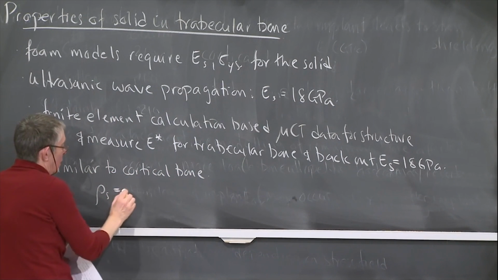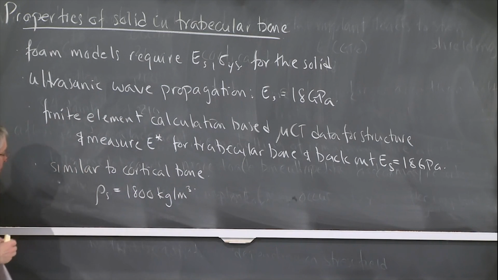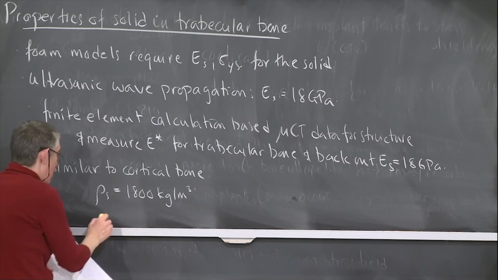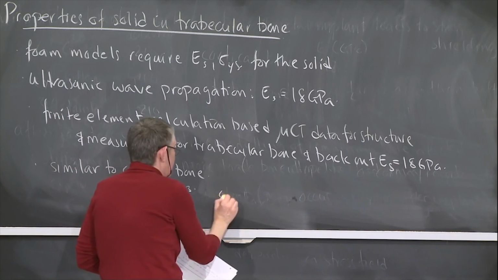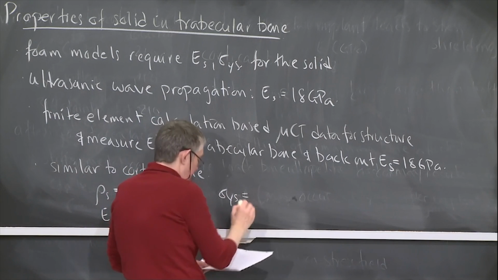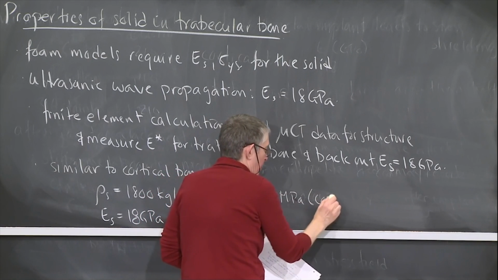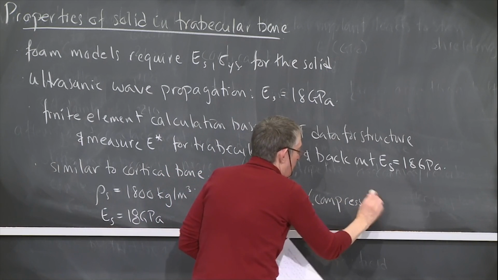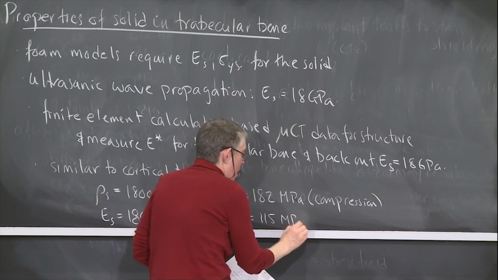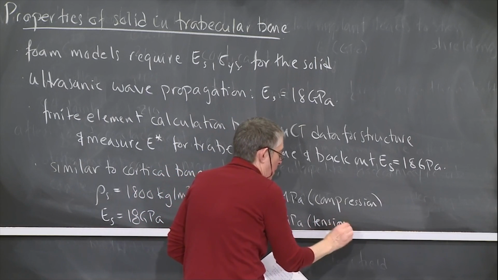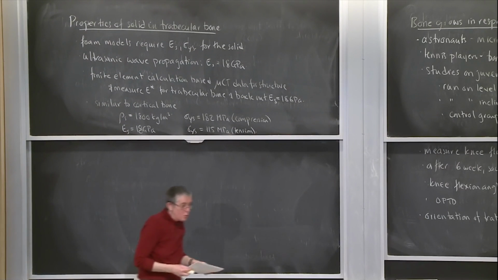And so we're going to use the following properties for the solid in the trabecular bone. We're going to say the density is 1,800 kilograms per cubic meter. The Young's modulus is 18 gigapascals. The yield strength has different values in tension and compression. It's about 182 megapascals in compression, and it's about 115 megapascals in tension. So those are the solid properties.